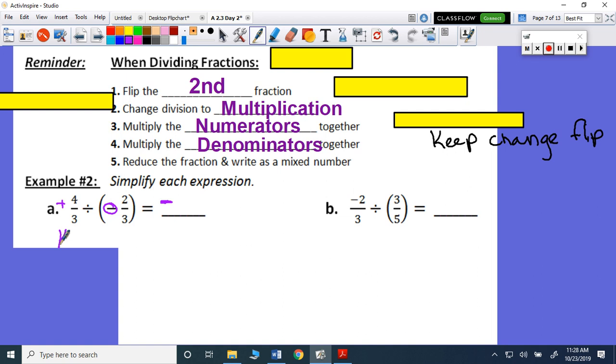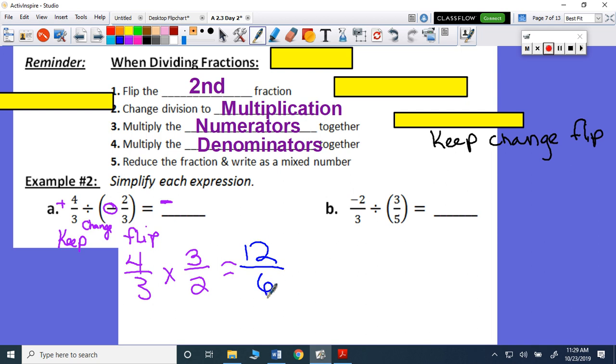So, we keep the first, change the division to multiplication, and flip. I would write the sign down first so you don't forget to go back and do it. So if I keep, change, and flip, we already took care of the sign. What is 4 times 3, my friends? 12. 2 times 3? 6. What is 12 divided by 6? 2. So your answer that I would love to see is a negative 2.